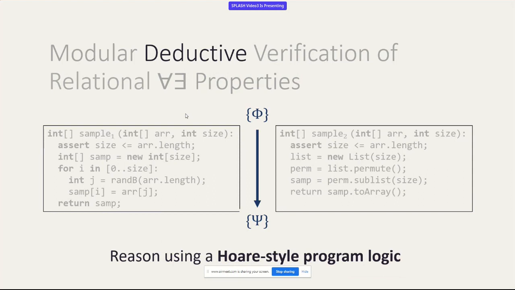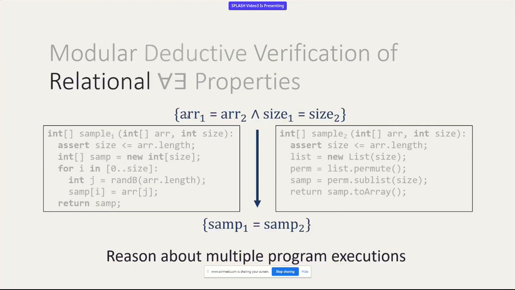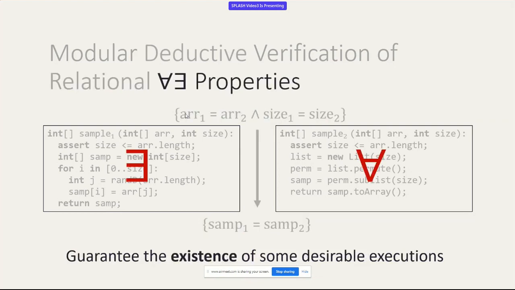By deductive, we mean that we want to do this with a Hoare-style program logic. So we have precondition and postcondition, and we want to step over the program syntax in order to verify these properties. By relational, we mean that the pre and postconditions are going to have to talk about state from different executions. Maybe our precondition is that the inputs are the same, so this is going to have to talk about state from multiple executions. That's what we mean by relational.